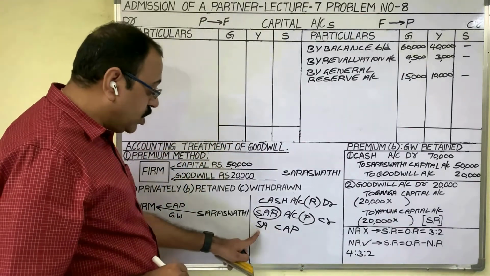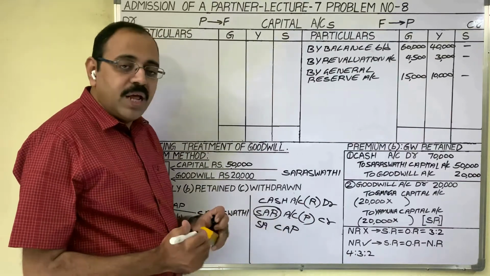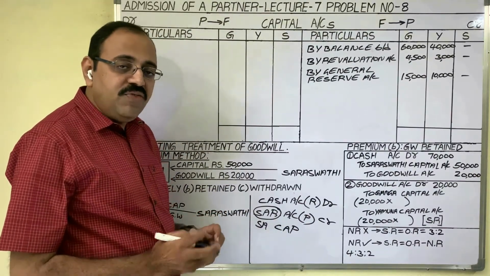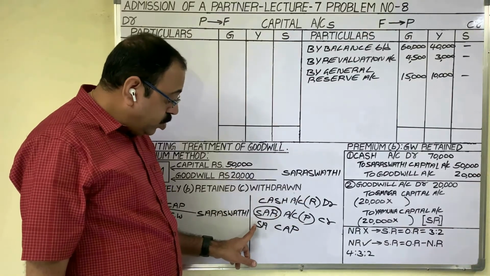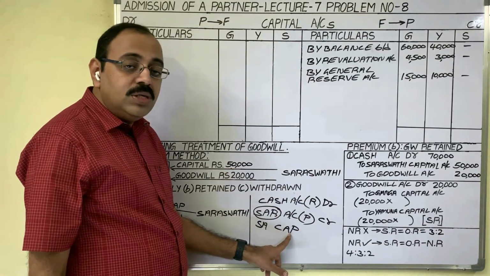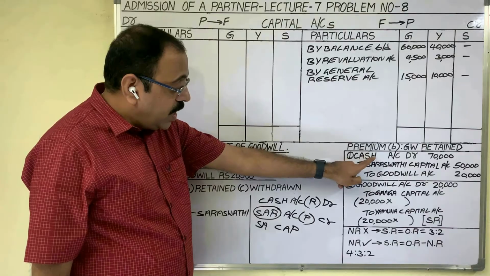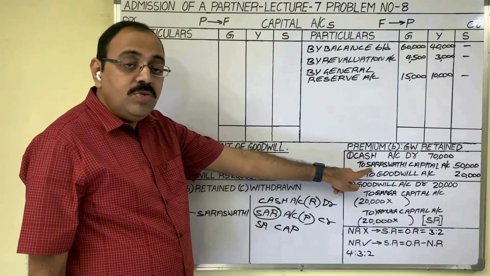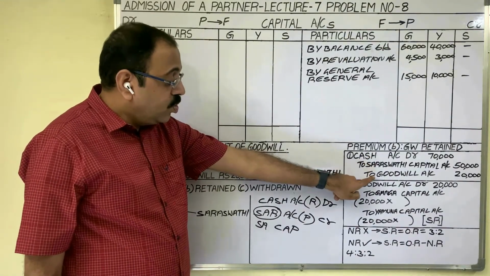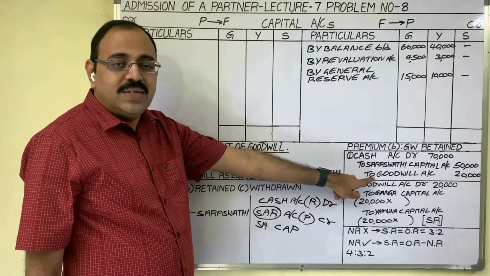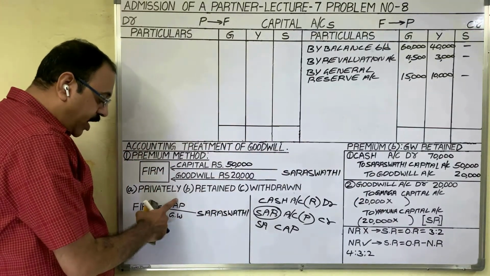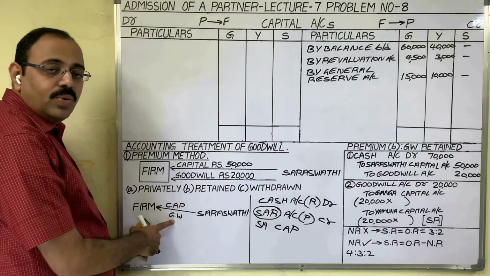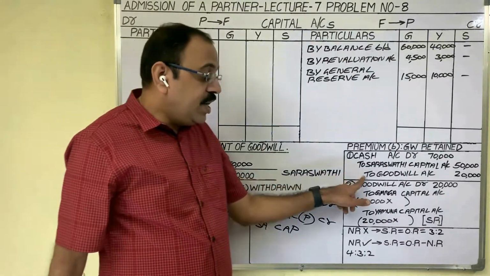So which account should we credit? Saraswati capital account. Then the first entry is cash account debtor to Saraswati capital account. Cash account debtor to Saraswati capital account. Even the goodwill account we also have to credit, because Saraswati is bringing not only capital, even goodwill also.